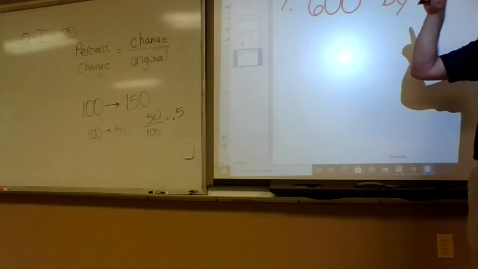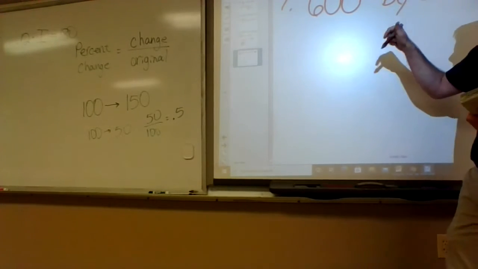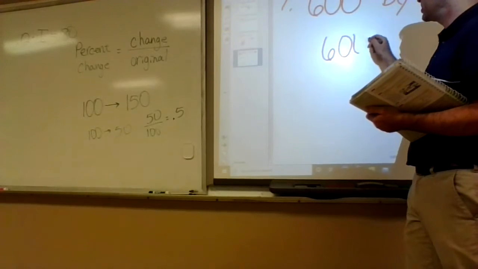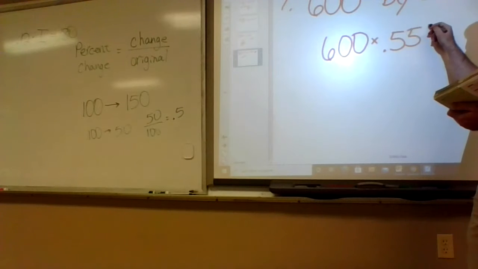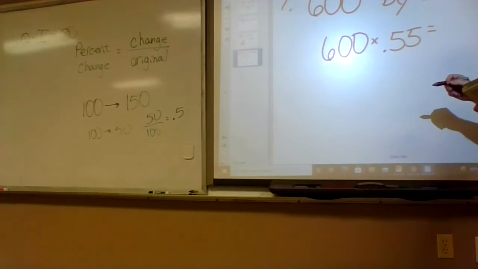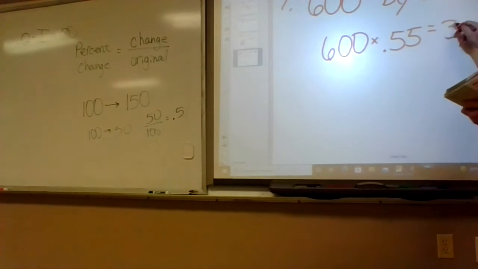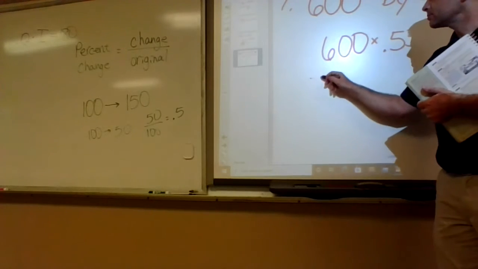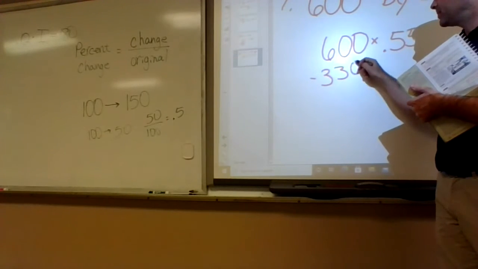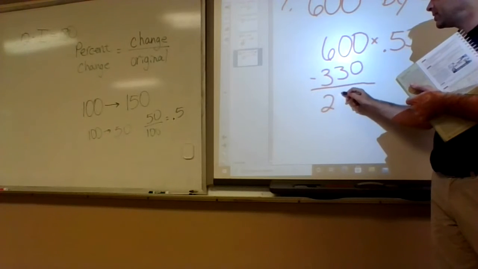Okay, there's 2 steps. Multiply. 600 times. What's 55% of 600? I think it's 330. Yeah, that's what I got. Okay. Does it drop down to 330? No. 330 is what it's dropping down by. This is how much it's going to drop. The change. Yeah. 600 minus 330 is 270.